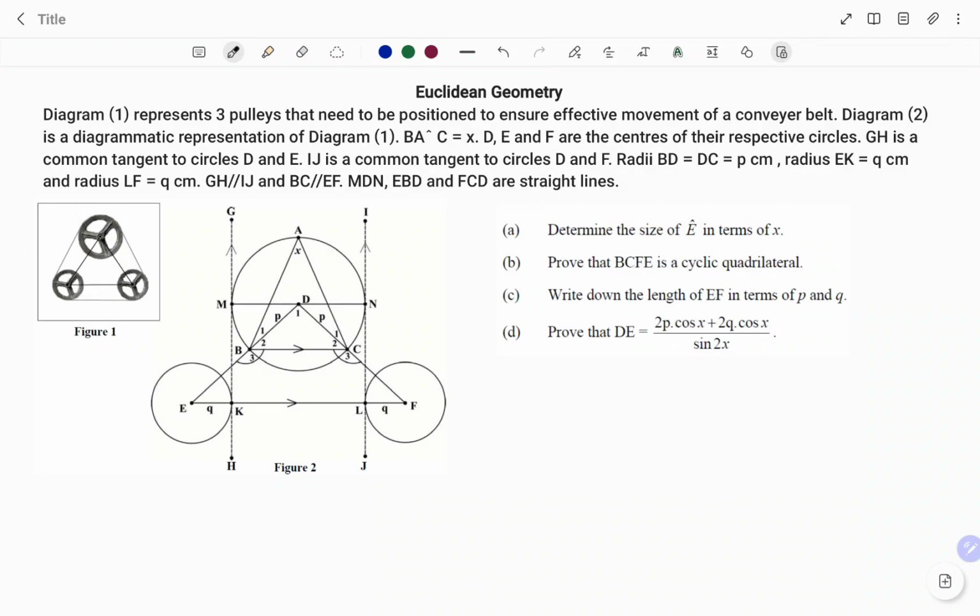In this video, I'm going to show you how to solve the following Euclidean geometry question by applying various circle theorems.